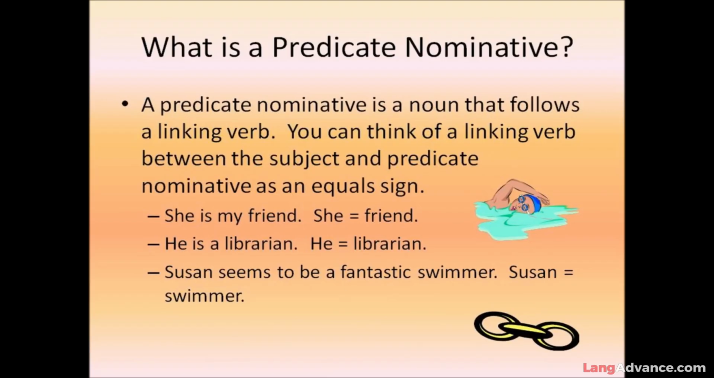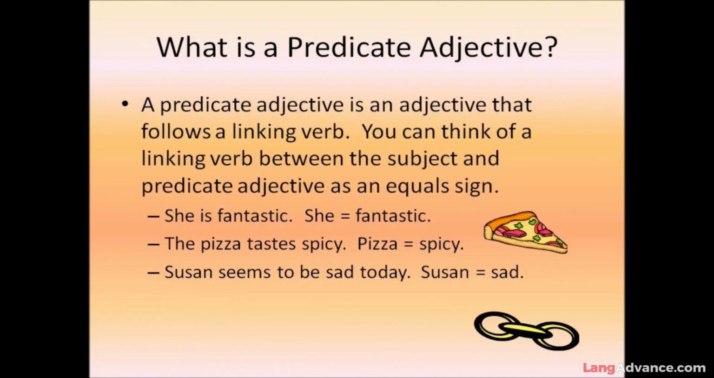A predicate nominative is a noun that follows the linking verb. You can think of a linking verb as an equal sign or a chain that links the subject to the noun in the predicate. For example, if you say she is my friend, she equals friend. Friend is a noun. He is a librarian. He equals librarian. Librarian is a noun. Susan seems to be a fantastic swimmer. Susan equals swimmer. Swimmer is a noun.